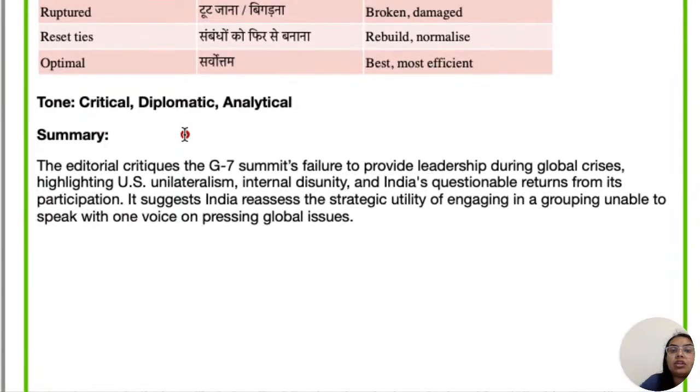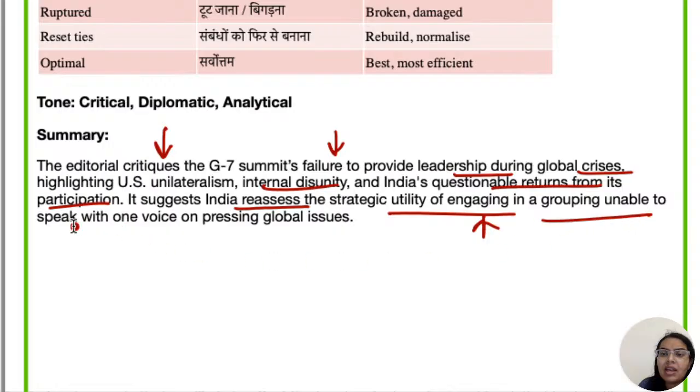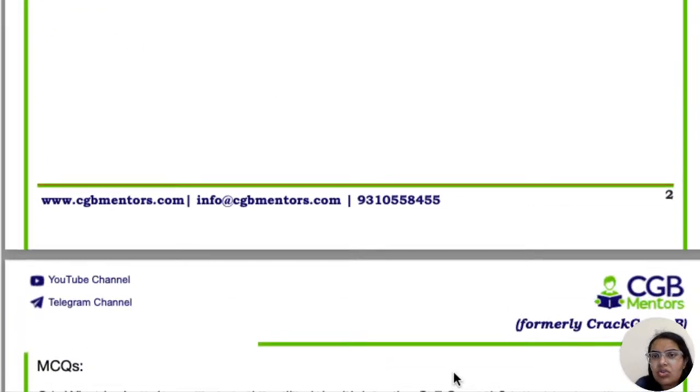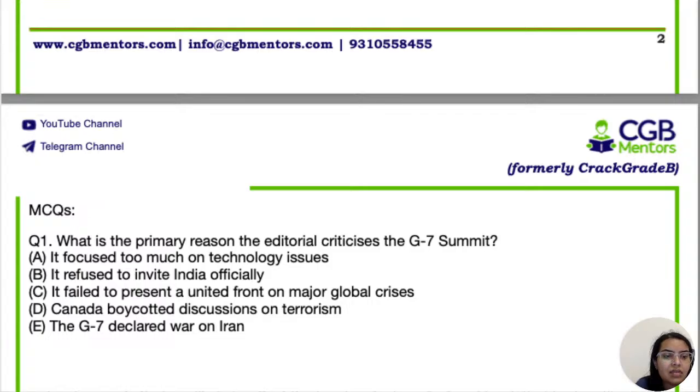That's the exact answer. So the tone here that we get is critical, diplomatic because international ties and all के बारे में बात है and analysis है definitely of G7 summit. So the editorial critiques the summit's failure to provide leadership during global crisis. जो उसने 3 नाम गिनाए हैं global crisis के, highlighting US unilateralism, internal disunity, and India's questionable returns from its participation. So ये सारे जो चीजें हैं ये highlight हुई. It suggests India reassess the strategic unity of engaging in a grouping unable to speak with one voice on pressing global issues. तो ये क्या सही था हमारा कदम G7 में जाके to present ourselves outreach के लिए, उसको question करा गया है. Start with the questions now.